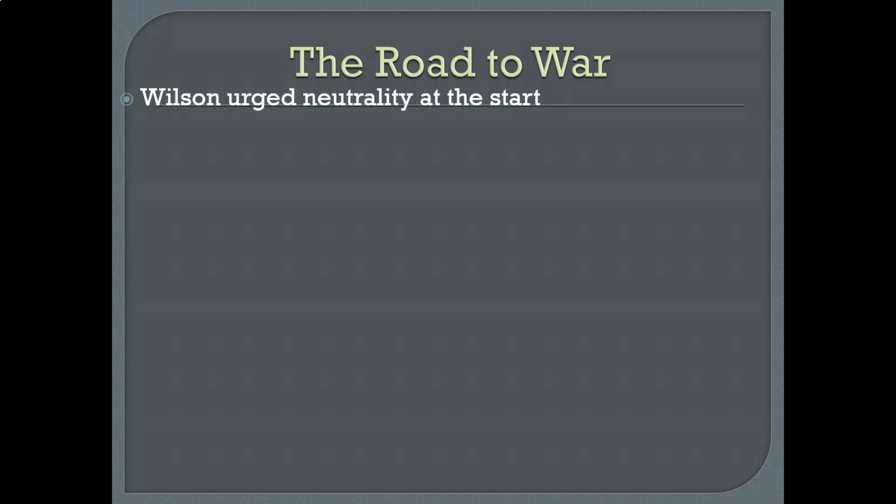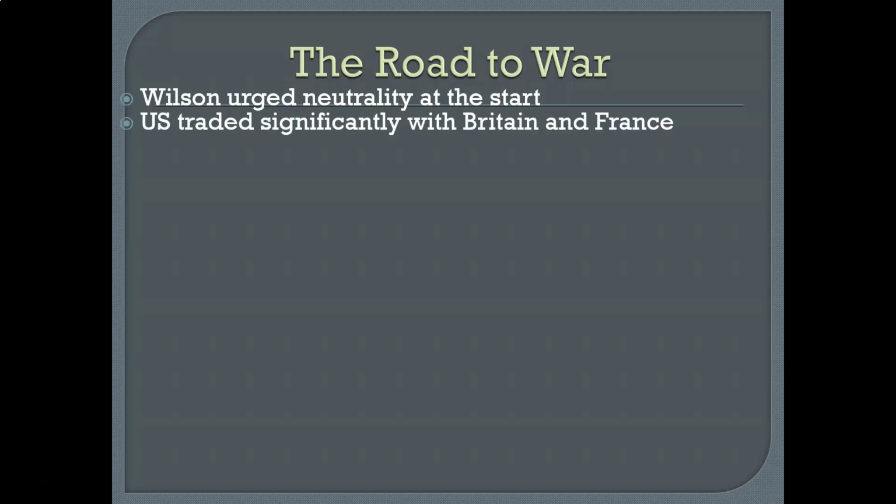Now, Wilson was very big on neutrality, and we're going to get off that slide and move a little bit quicker. Took too long. He wanted to keep the United States out of war, but the U.S. was going to trade significantly with Britain and France, and he did not want to ruin that.